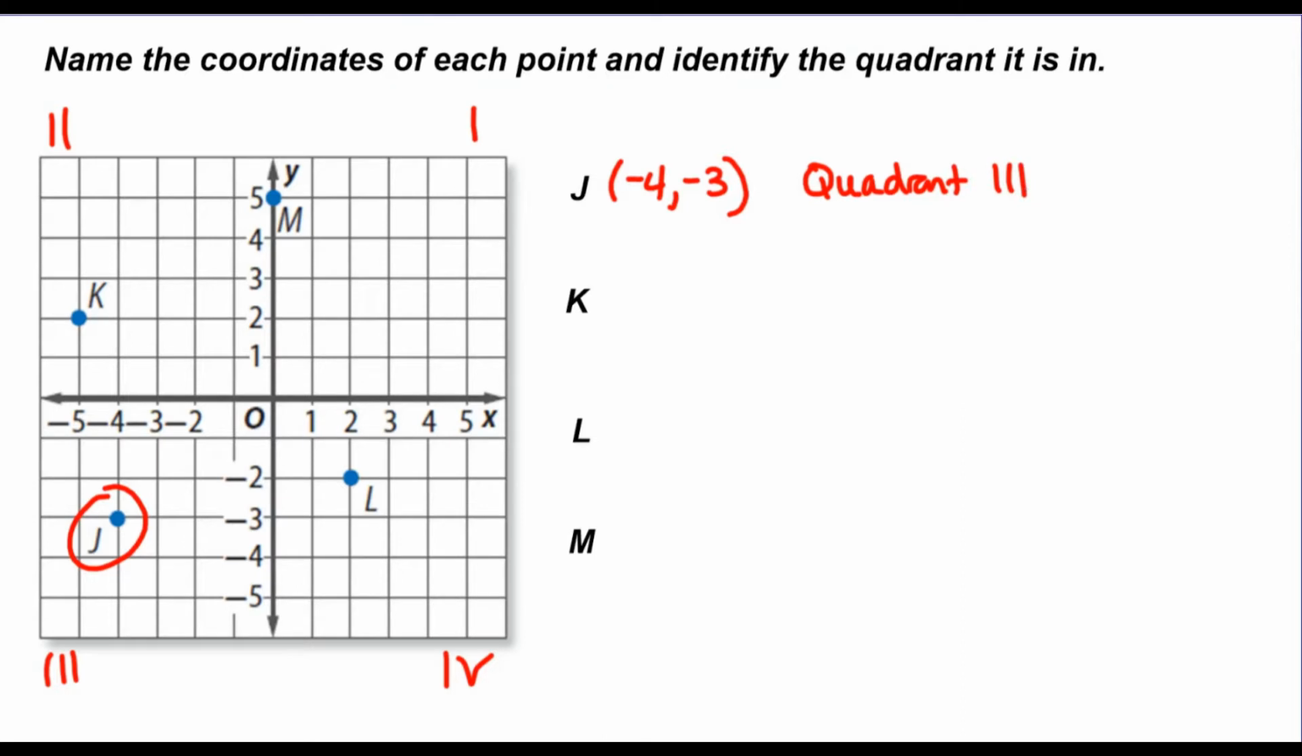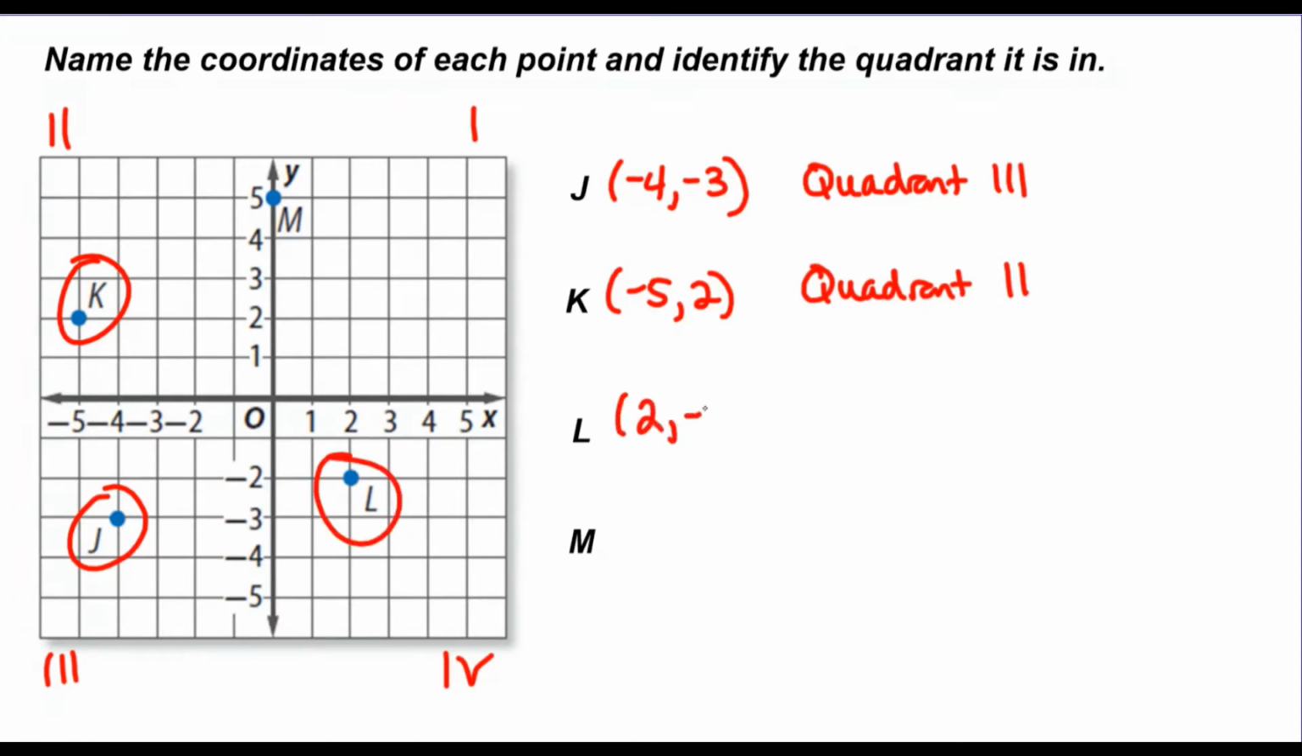Again, using the Roman numerals there. K is over here, and that is at -5, 2. -5, +2, and then that puts us in quadrant 2. L is down here, and that is at 2, -2, and that is quadrant 4. And then M is here at 0, 5.